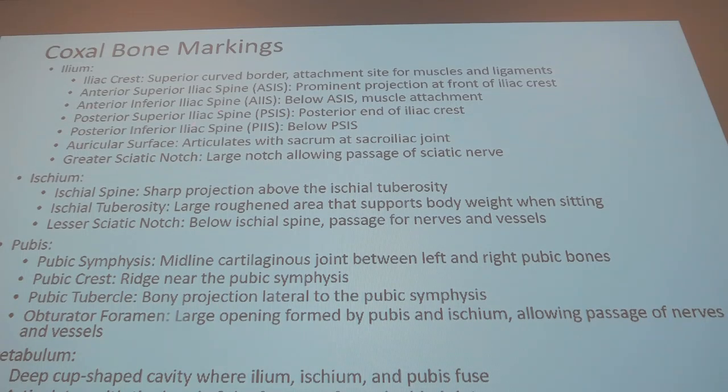Now, for the posterior inferior iliac spine, PIIS, it is found below the posterior superior iliac spine. And then below this one, let me, instead of jumping, go medially to this iliac crest, where we have a roughened surface.